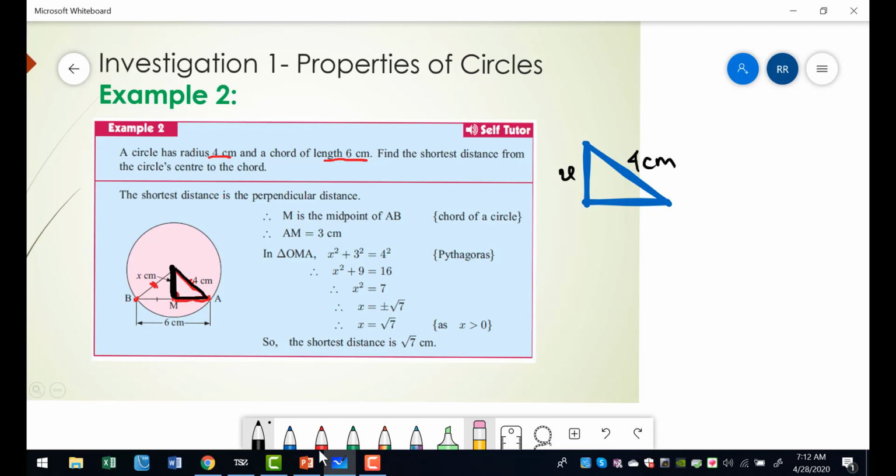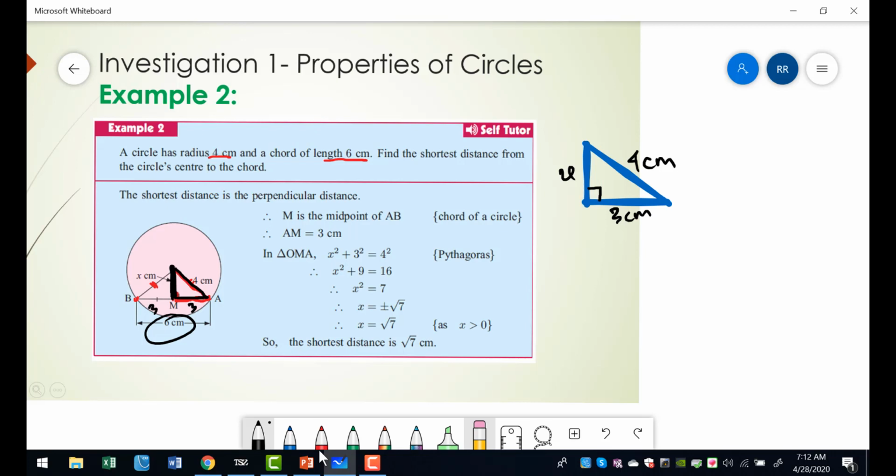And this one here, notice that this line bisects this chord. So it means that if the length of AB is 6, then the length of AM is just you divide this by 2, right? So 6 divided by 2 is 3. So this is 3 and this is 3. So this is 3 centimeter.